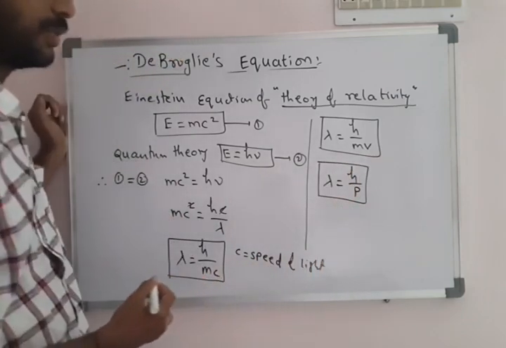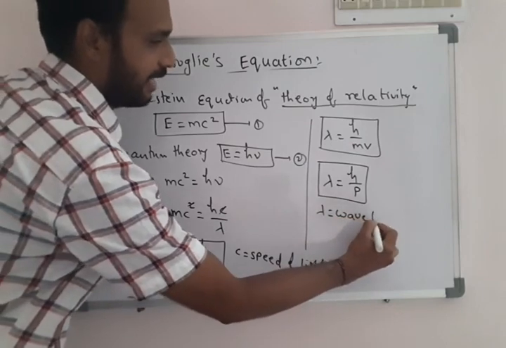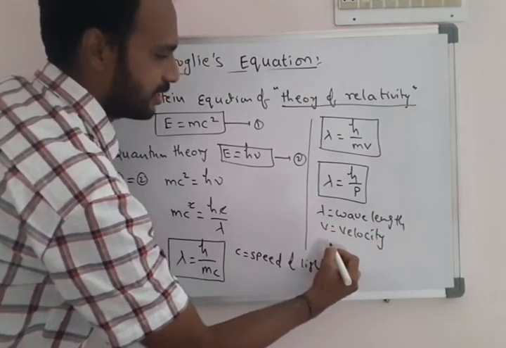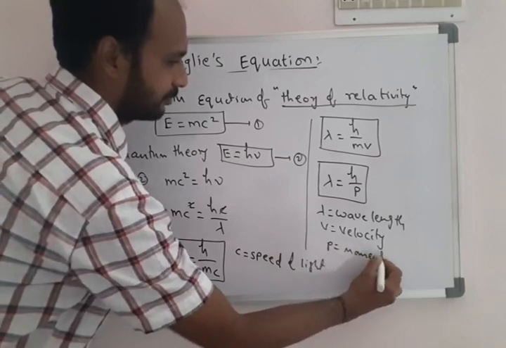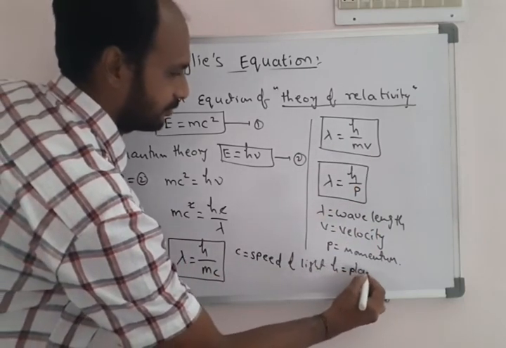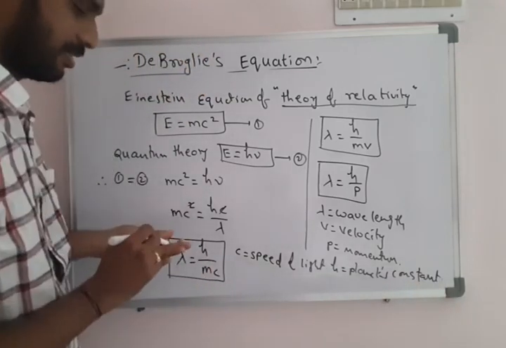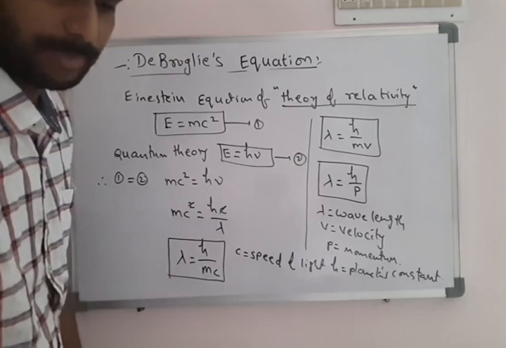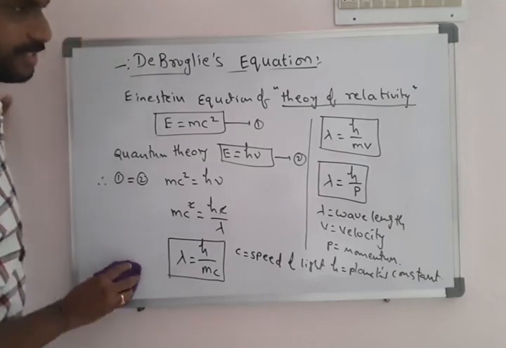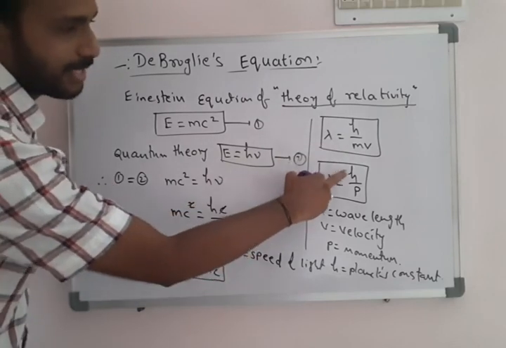So it can be written as lambda is equal to h by p, or lambda is equal to h by mv. m is mass, lambda is wavelength, v is velocity, p is momentum, and h is always Planck's constant. Okay, now we give some applications of it. So this is called de Broglie's equation. Lambda is equal to h by mv. m into v we can write as momentum. So lambda is equal to h by p.